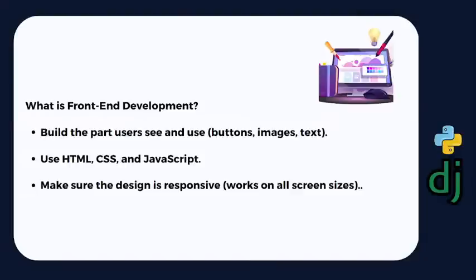Understand? We also have some frameworks, like the JavaScript frameworks React.js and Angular. We also include Tailwind CSS, and there are more. Basically we use HTML, CSS, and JavaScript for building the front end. Make sure the design is responsive. Responsive means the website looks right on phones of different sizes, laptops of different sizes, and tablets of different sizes. This is called responsive.